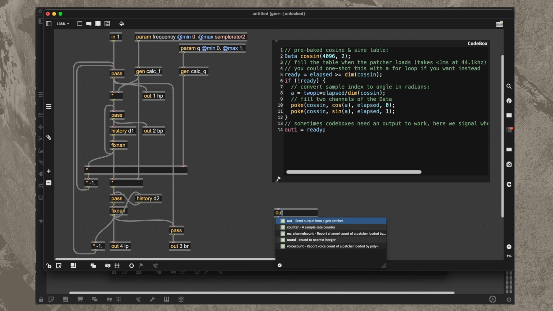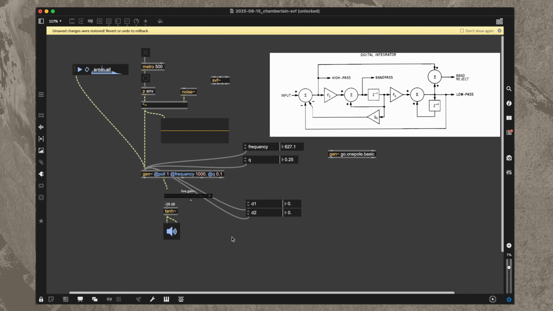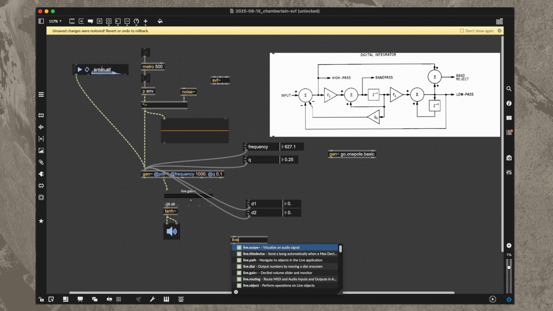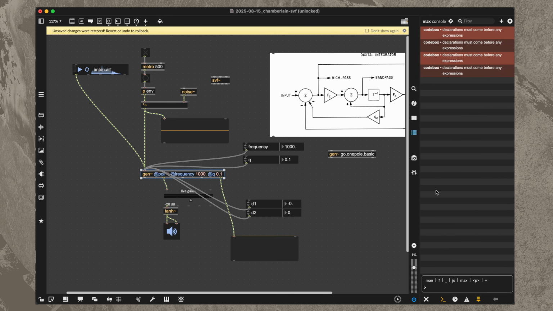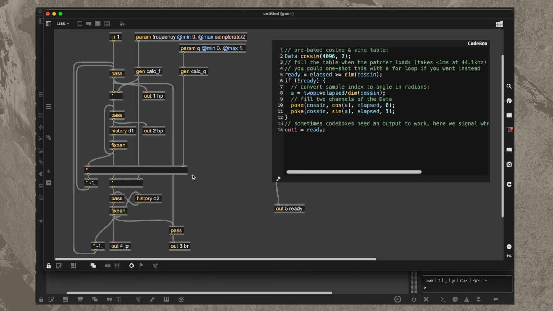We can, let's do an out 5, I think, yes, to know if we're ready. And then let's go back to the main patch here, and I'll put a live.scope on that 5th outlet. And it's telling us we're ready. I'm going to restart this, and we should see that there's a little stair step in here. Although that might have been so fast that, or maybe we got an error here. No, we're good. Okay, so let's try and see if that worked. We didn't see the 0, but it may just have been because it was so rapid.